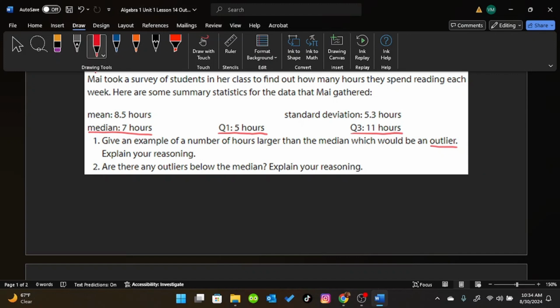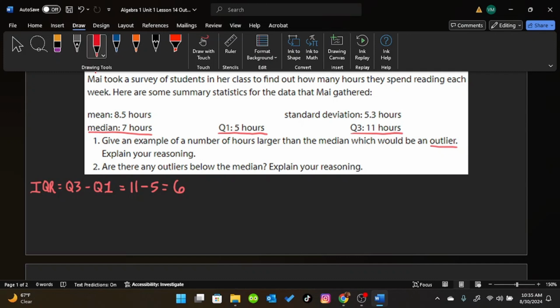So the first thing I need to do is find the interquartile range, the IQR. This equals Q3 minus Q1. So in this case, Q3 is 11 hours and Q1 is 5 hours. And 11 minus 5 is 6.